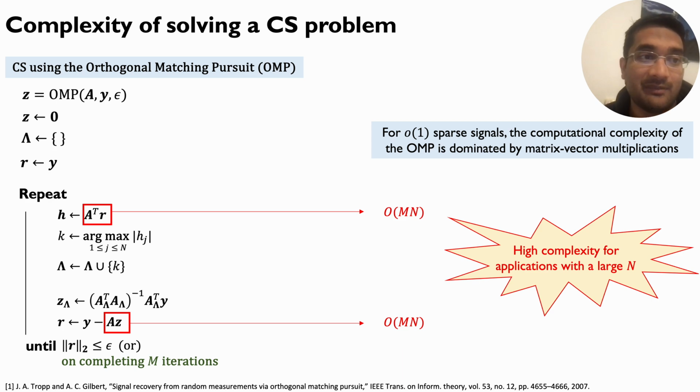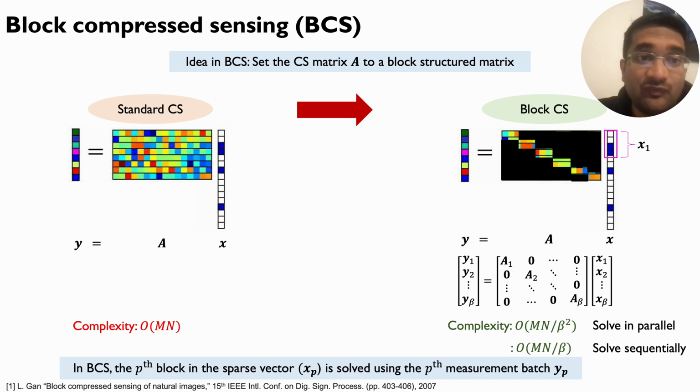The way to get around this problem is using the framework of block compressed sensing, BCS. The idea in BCS is to break the high dimensional sparse signal into different blocks. In this work, we consider blocks of equal size, and one such block is shown by x1 over here. So in BCS, you can rewrite the measurement model y equals Ax into the form shown over here, where the assumption is that the CS matrix A has a block diagonal structure. That is, its energy is concentrated about the diagonal, and all these entries marked in dark here are 0.